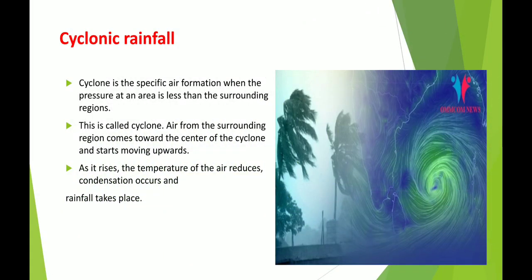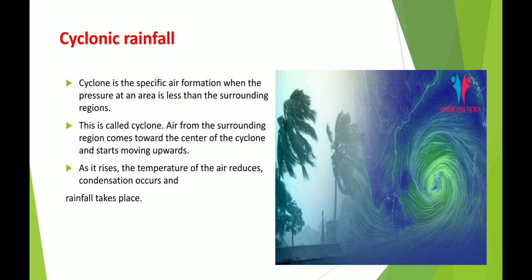See, the next type of rainfall, cyclonic rainfall. A cyclone is a specific air formation when the pressure in an area is less than the surrounding regions. You can observe in this picture how the specific air formation is in circular motion. Means the area has less pressure than the surrounding regions, and this is called a cyclone.